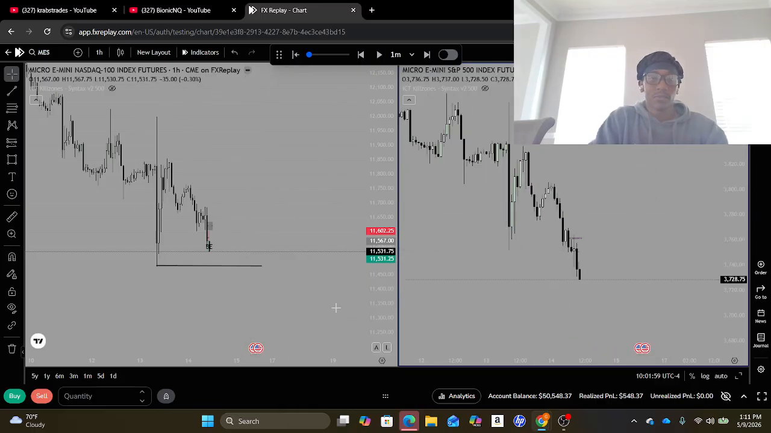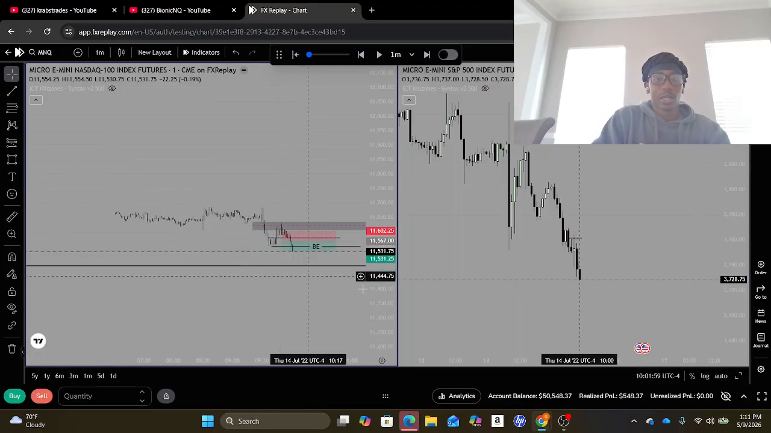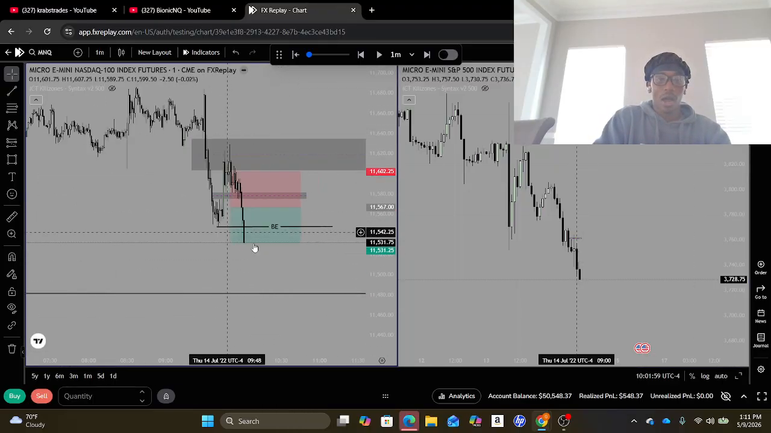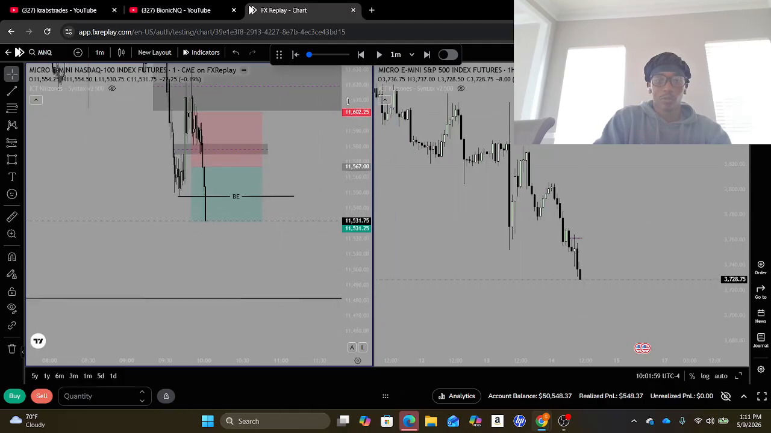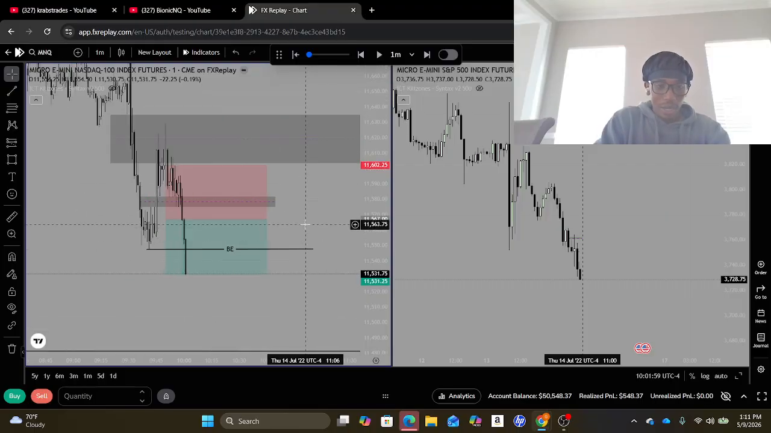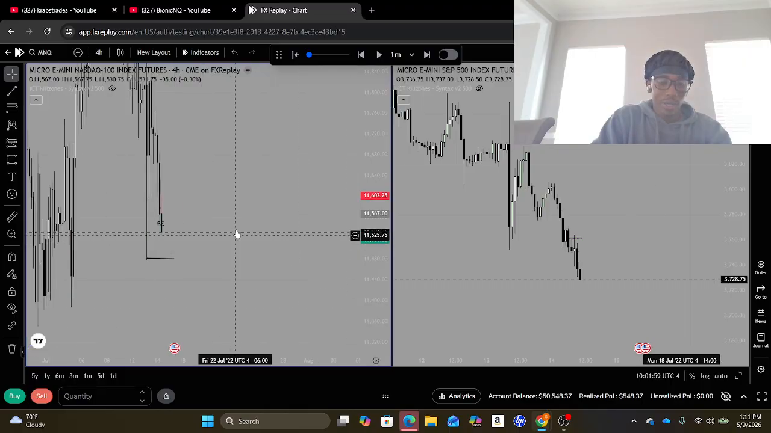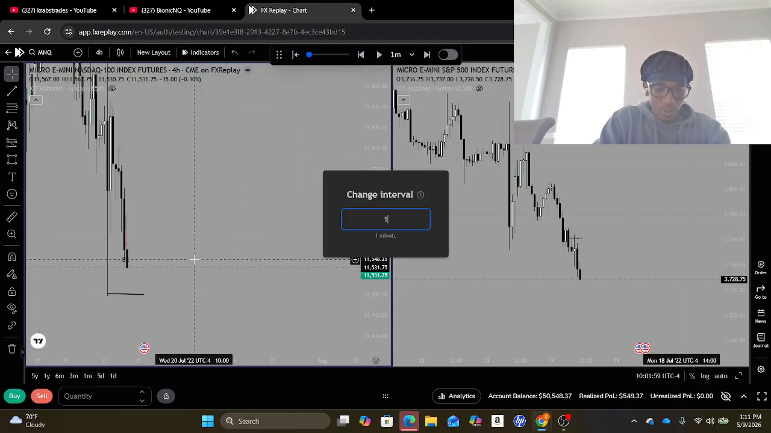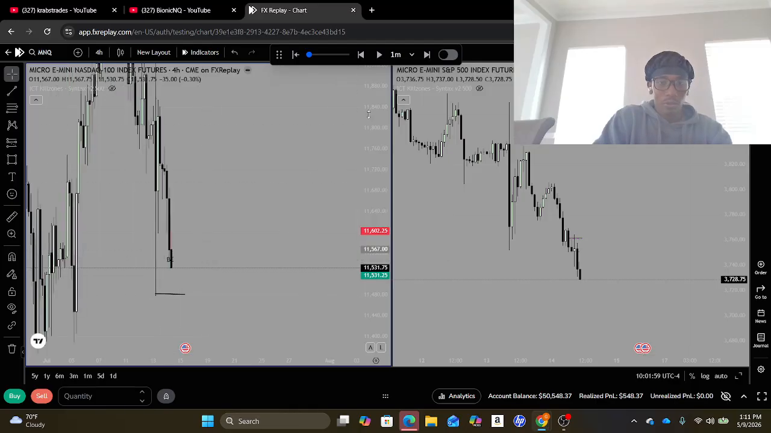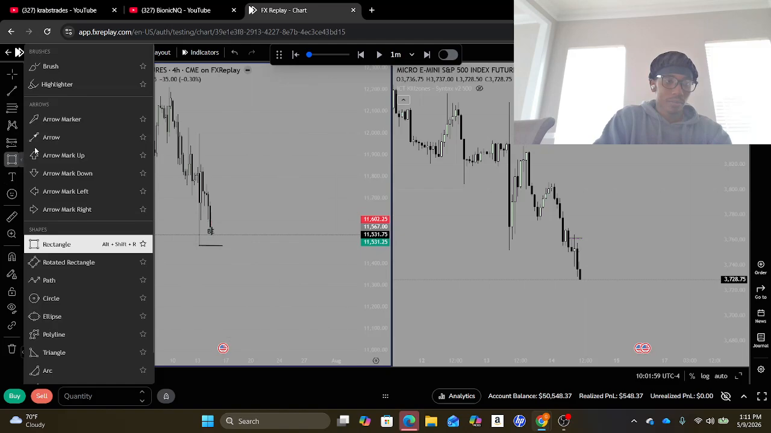A PD array is just a fair value gap, liquidity, all those levels that price will react off of. But I mainly just use fair value gaps. That's all I use. And so yeah, we noticed that, so let's just journal right now. What do we do? Okay, we can still go with higher time frame.